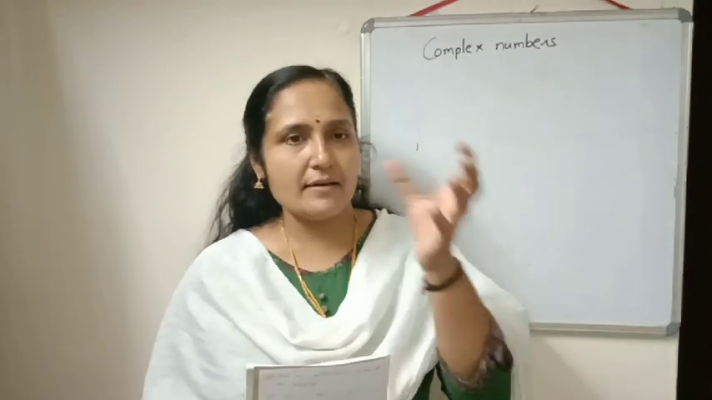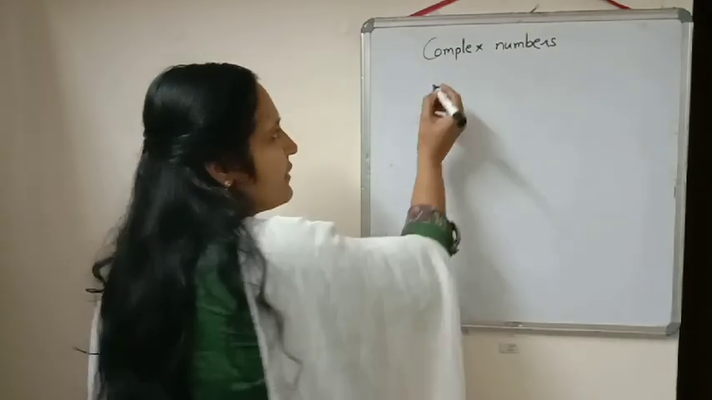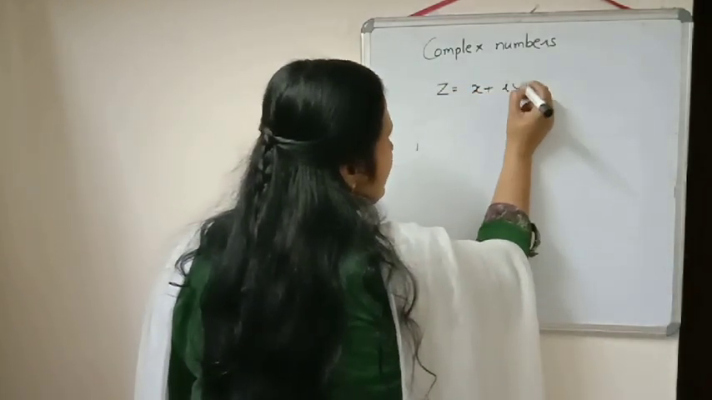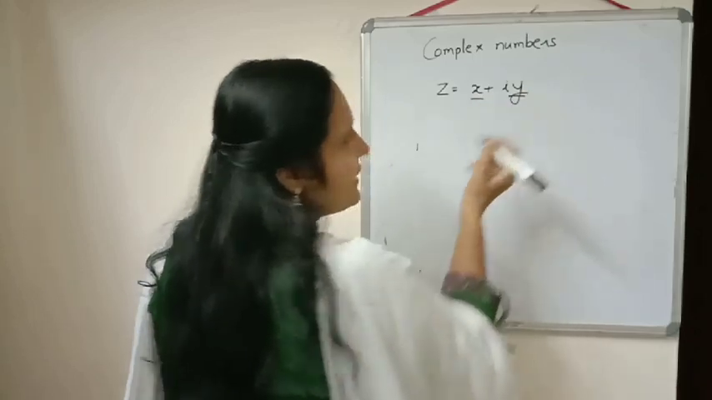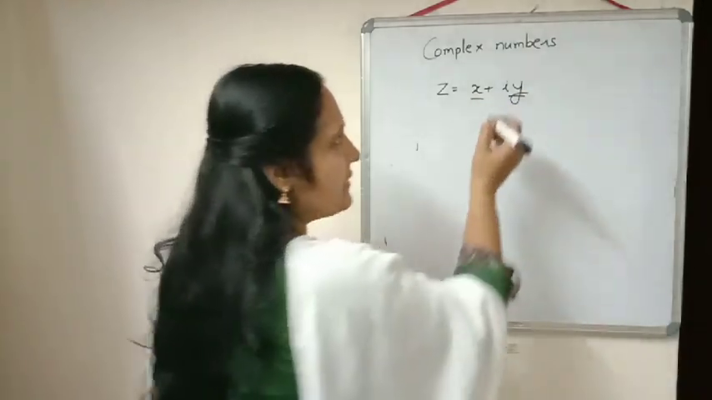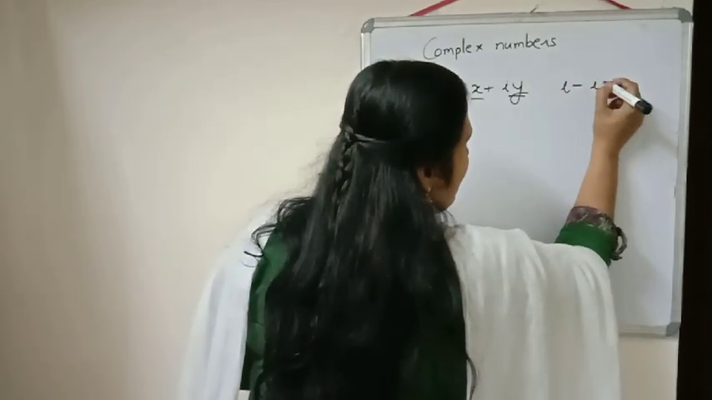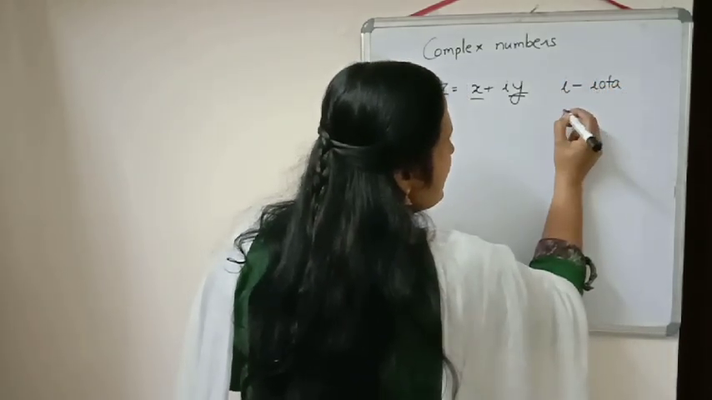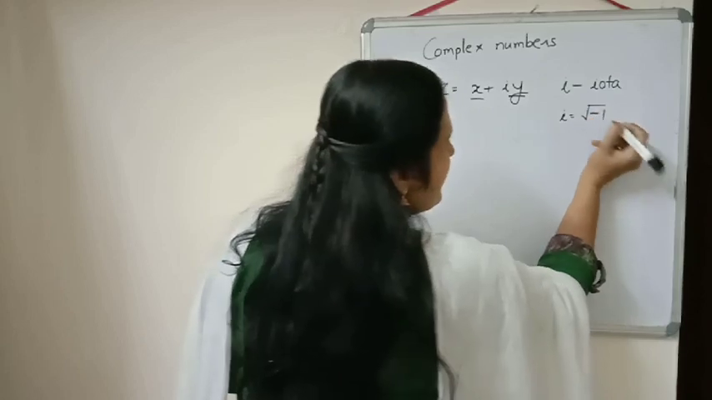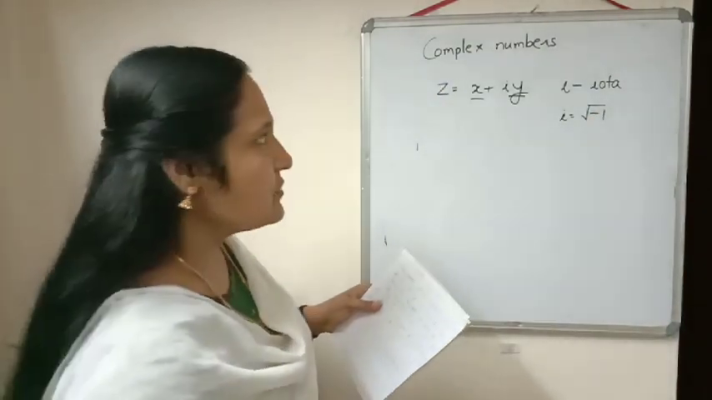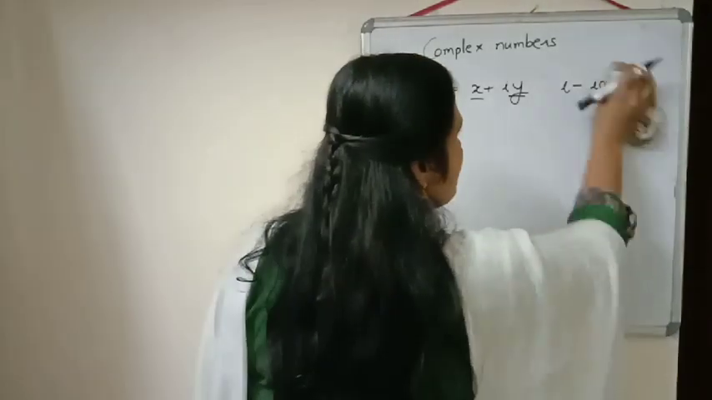In the previous class we discussed the general form of a complex number. The general form of a complex number z is equal to x plus iy, where x and y are real numbers and we are using i for iota, and i is equal to square root of minus 1, and we did so many questions based on this. So today also we will discuss some more questions.